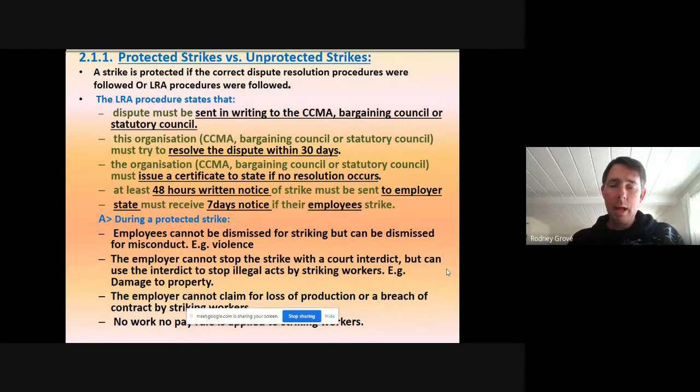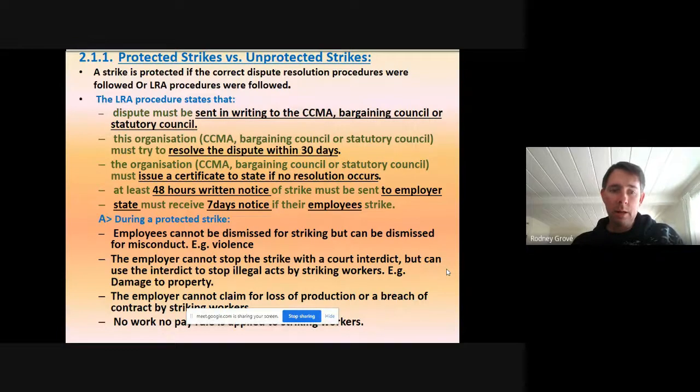And remember, it's 30 days. After 30 days, there's no solution. 48 hours notice if it is a private employer. 7 working days notice if it is a government employer.